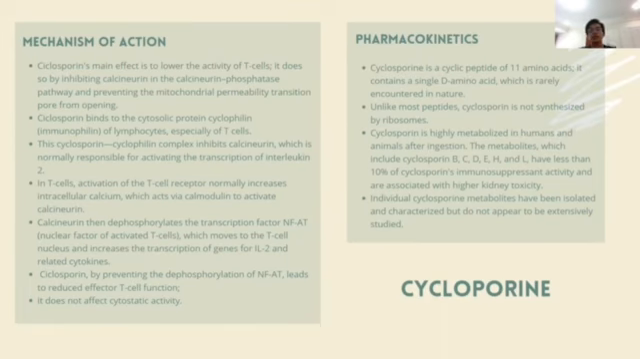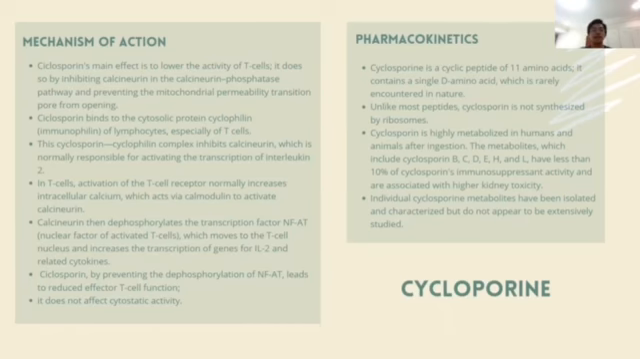Now, the mechanism of action of cyclosporin. Cyclosporin works mainly by lowering the activity of T cells. It does so by inhibiting calcineurin in the calcineurin phosphatase pathway and preventing the mitochondrial permeability transition pore from opening. Now, cyclosporin binds to the cytosolic protein cyclophilin, or the immunophilin of lymphocytes, especially of T cells. Now, this cyclosporin-cyclophilin complex inhibits calcineurin, which is normally responsible for activating the transcription of interleukin-2.